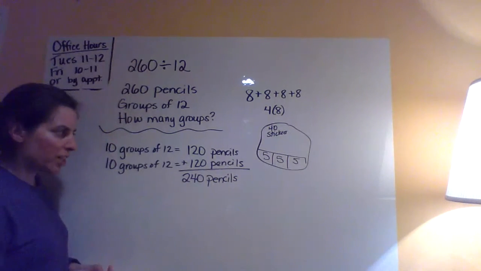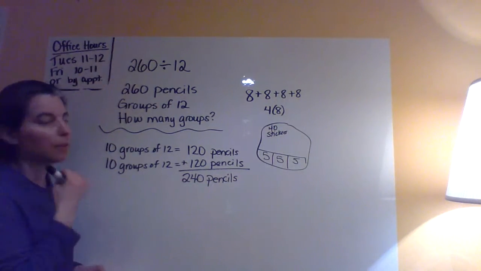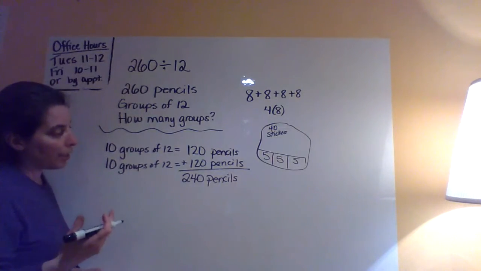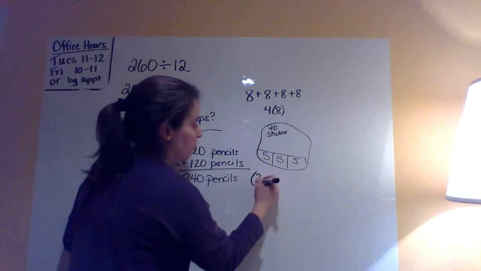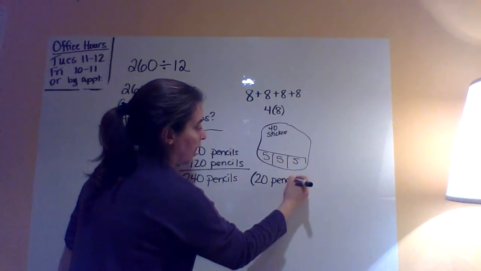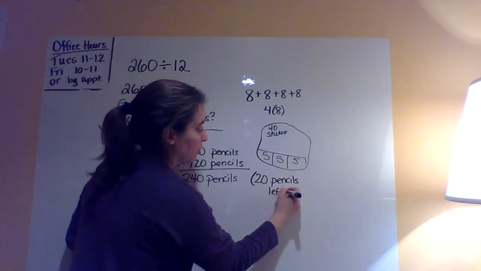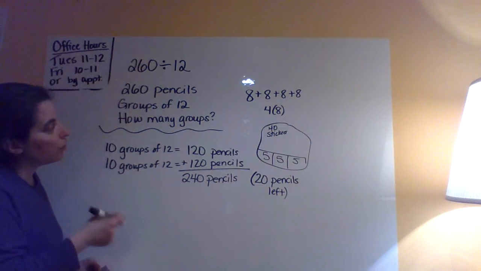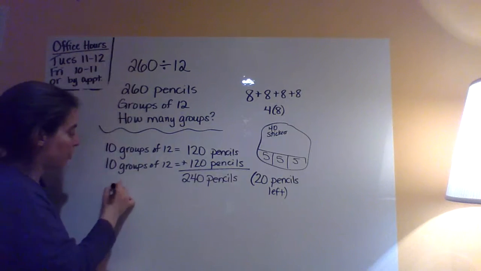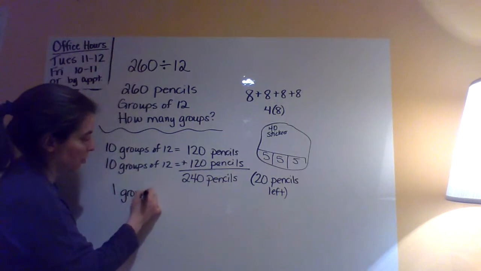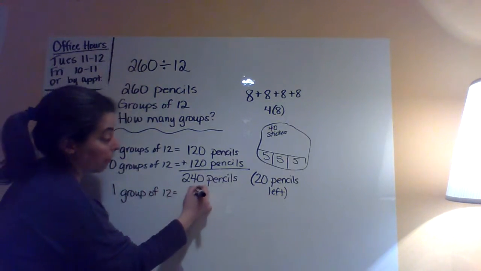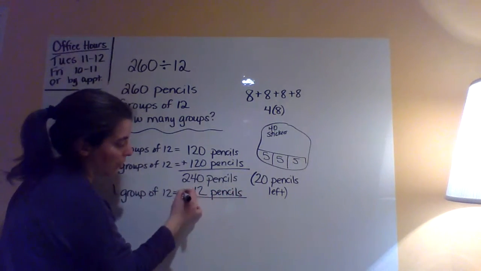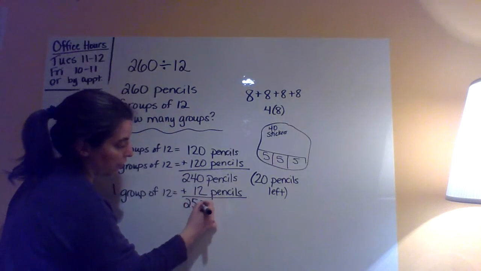Can they do another 10 groups? No, because that would be 360. That would be way more than we have. We only have 260. So you might at this point think, okay, I have 20 pencils left. How did I get that? Well, 260 minus 240. So I have 20 pencils left. So can I get one more group of 12? Well, that would be 12 pencils. So altogether now, I would have used up 252.